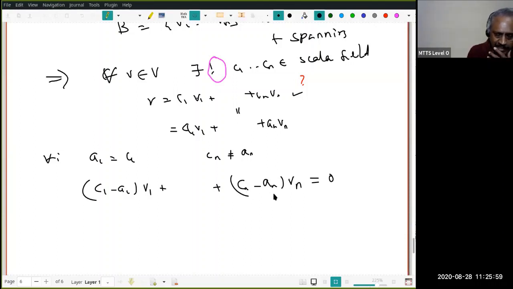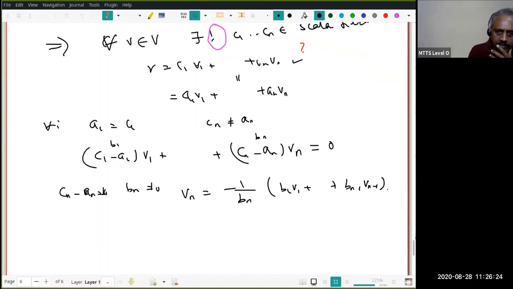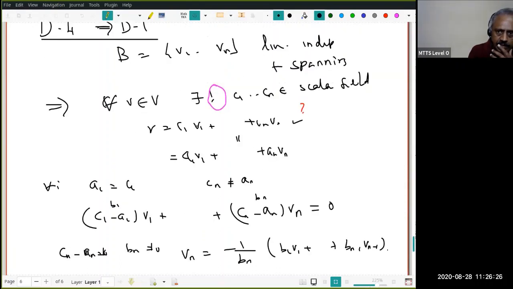Now Cn minus An is not equal to 0. Call these B1, ..., Bn for simplicity. That means Bn is not equal to 0. That means Vn is going to be minus 1 upon Bn times (B1 V1 plus ... plus Bn minus 1 Vn minus 1). You understood that? What does that mean?